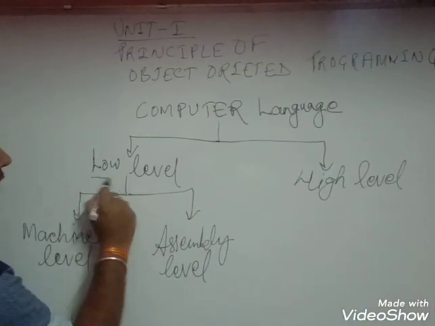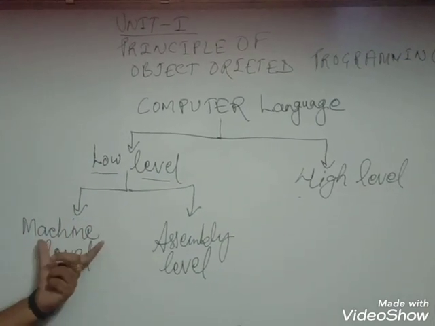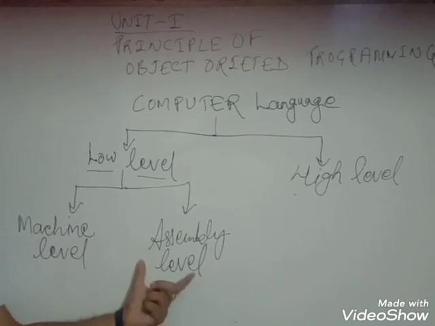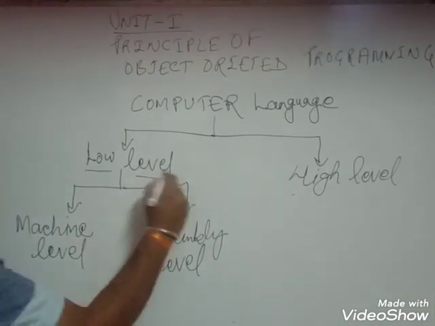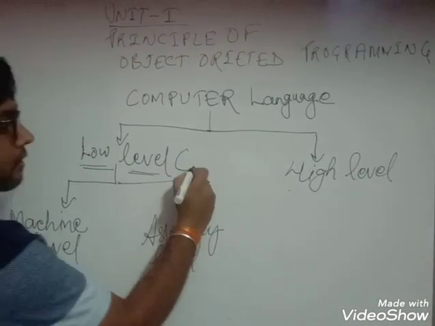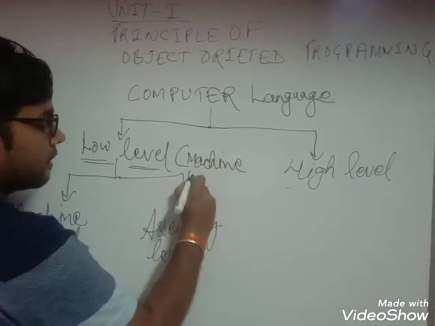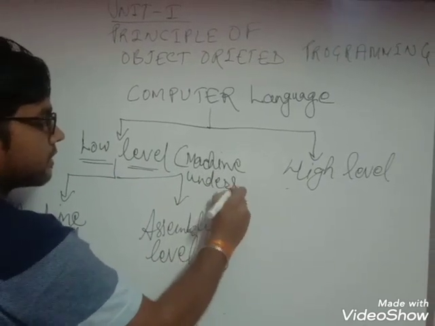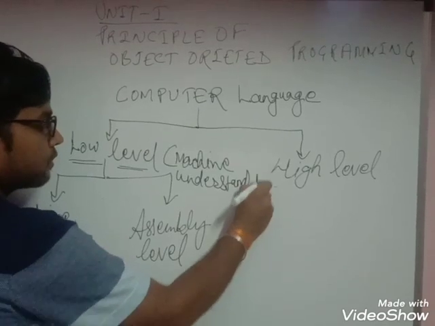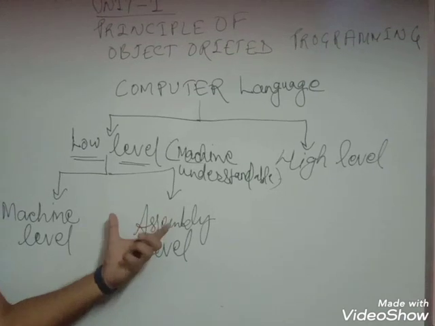There are two types of computer language: low level language and high level language. Low level language also has two types: machine level language and assembly language. First you have to know what low level language is. Low level language is machine understandable language. It is a language which is understandable by the machine directly.